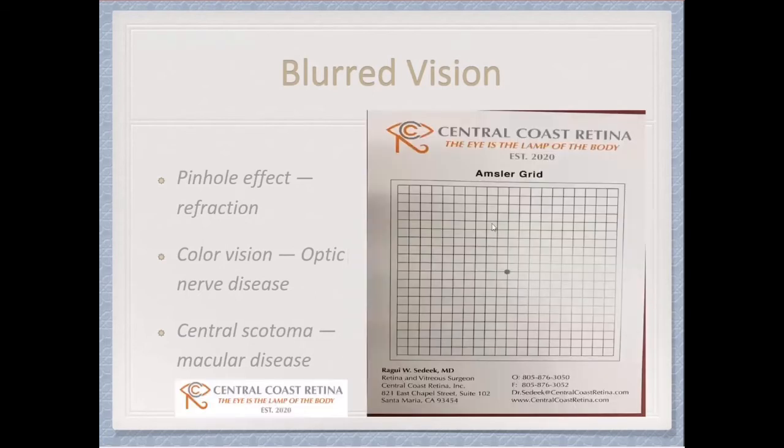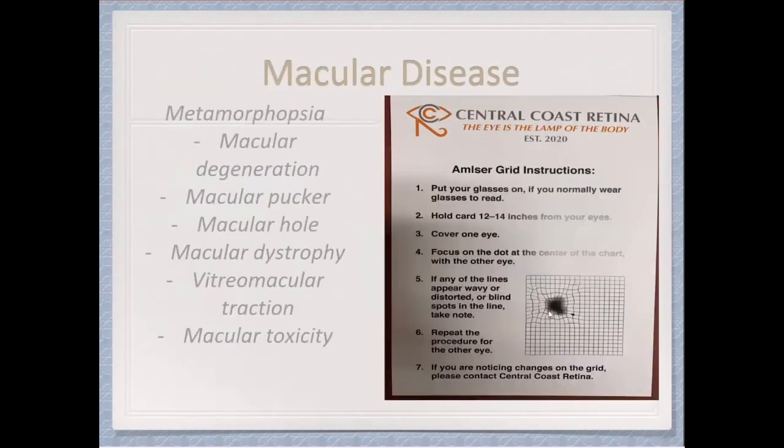This is what we call an Amsler grid, which is a good way to test for macular or central vision disease. So they look at it about 12 inches away, one eye at a time with their best corrected glasses. And they're looking at the center dot and they're trying to make sure if there's any blind spot or distortions in those areas. And I'll show you what abnormal would look like.